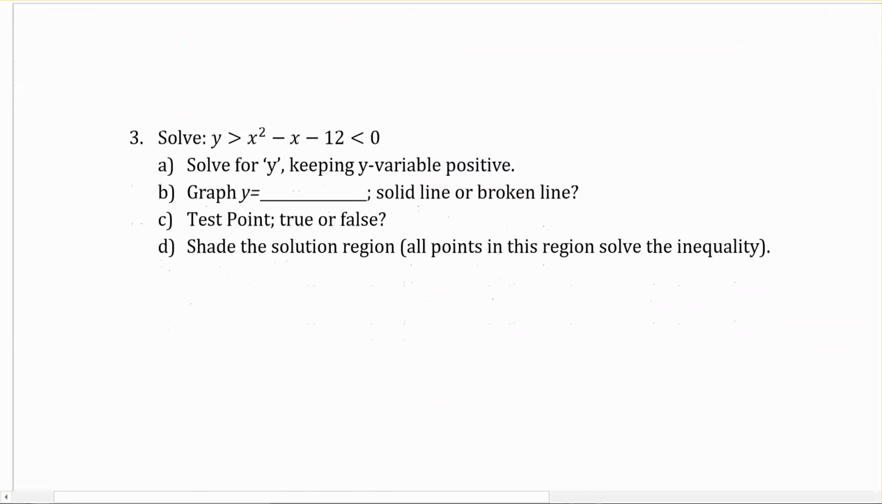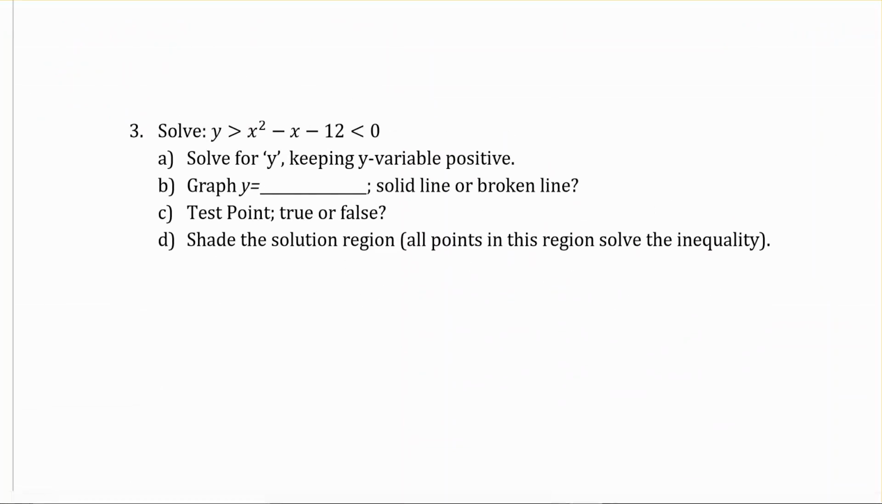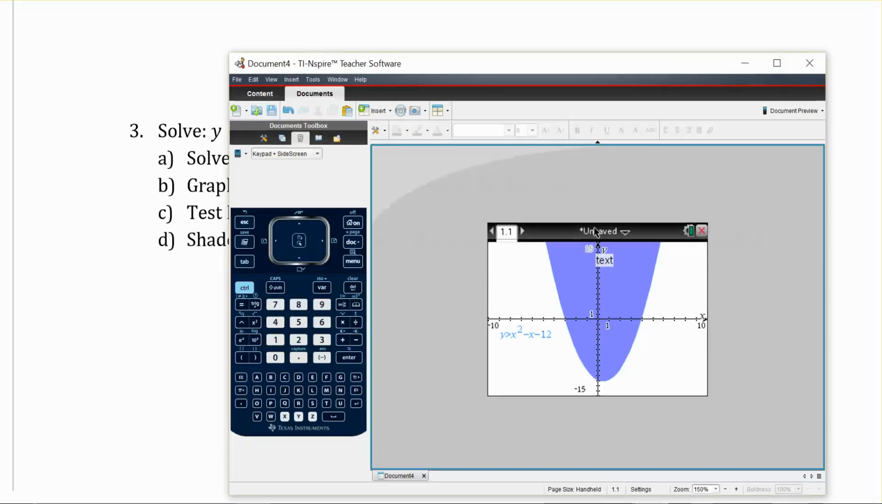One thing I just want to help you with, I'm going to let you guys do this one too, but I just want to show you what's happening. This one says solve y is greater than x squared minus x minus 12, which is less than 0. What does that even mean? Well, if I show you the graph, it might make a bit more sense. So what it should be is that y is greater than this function. You can see since it's just greater than, it's just a dotted line again. And actually, let me make this bigger.